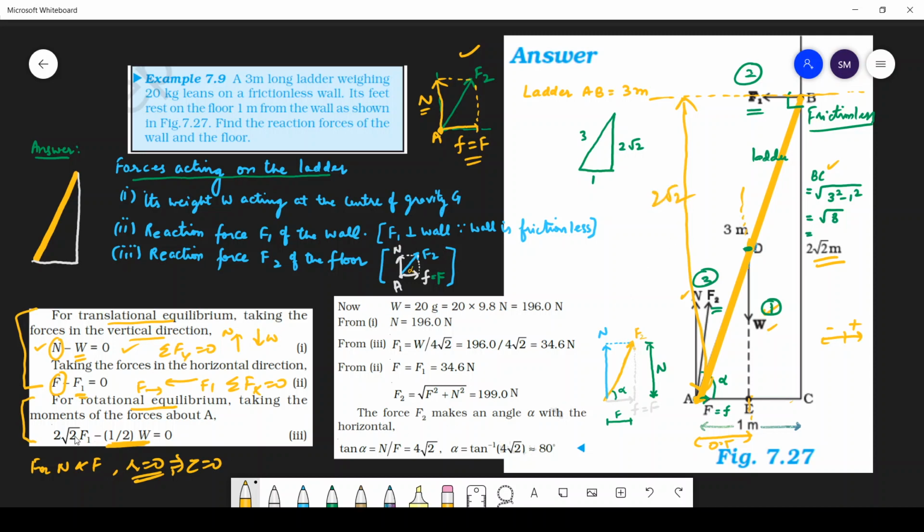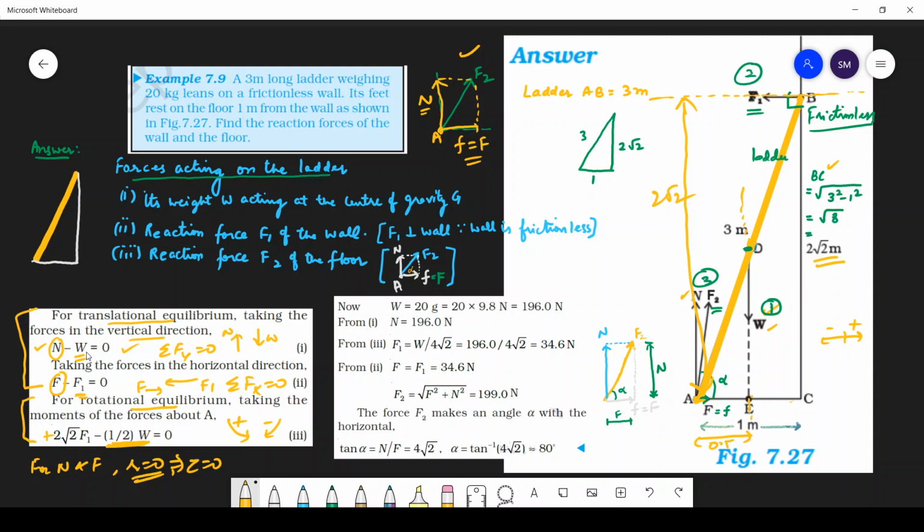Okay, so 2 root 2 into F1, and then you know that rotational means this direction you are taking positive, and the clockwise direction you are taking negative. So taking this positive and negative sign, the direction of the moment of the force will be anti-clockwise here, and this is clockwise. So that is why negative here for this. So simply you have 3 equations now.